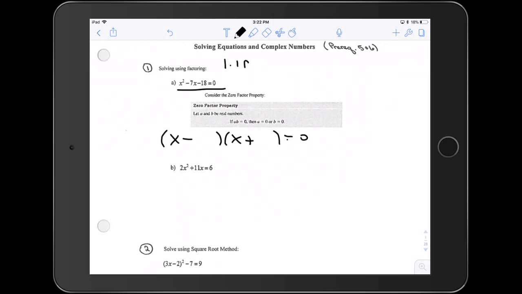For 18 itself, I can go 1 times 18, 2 times 9, 3 times 6. I'm looking at what is going to end up subtracting to 7, or in this case, negative 7. So I can see that my 9 is going to go here and my 2 is going here. This is the factor pair that I'm going to be using. This is me solving by factoring in the sense that I have it factored. Now I actually have to solve it. I can set each linear factor equal to 0 and solve each one. So I have x equals 9, or x is going to be negative 2.